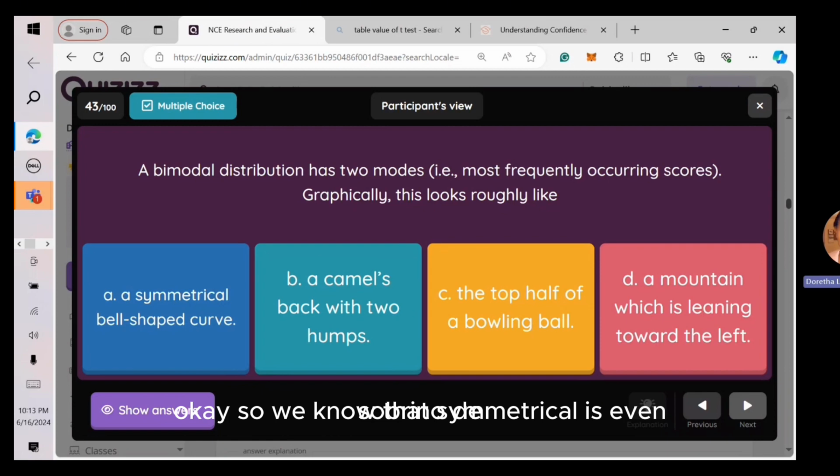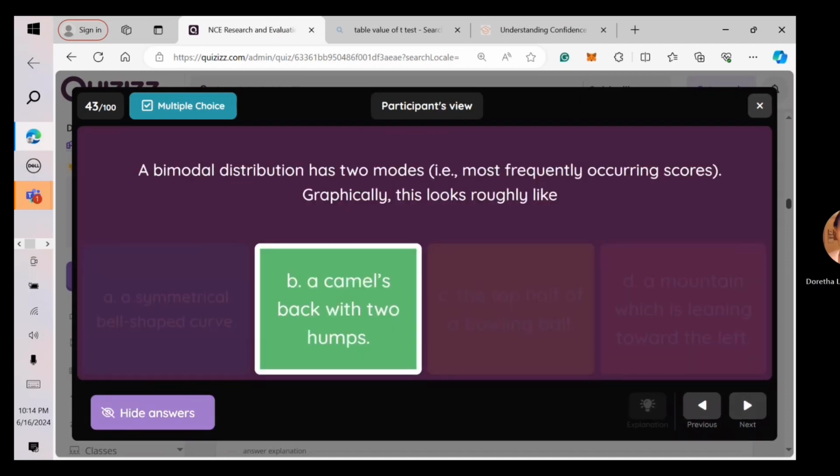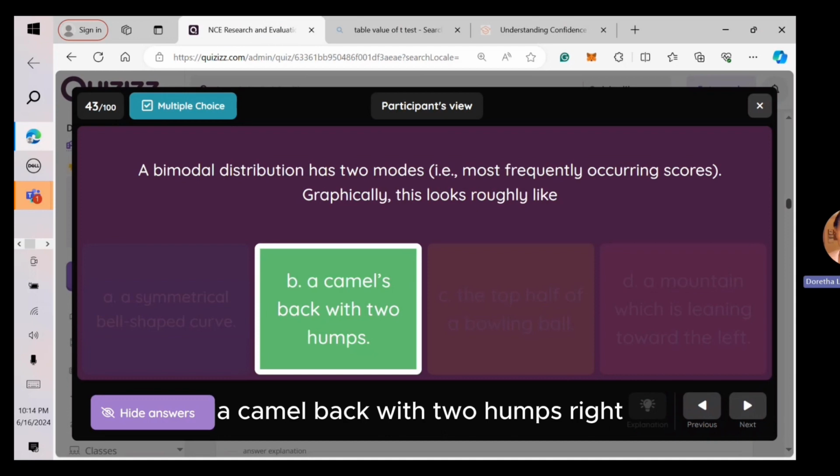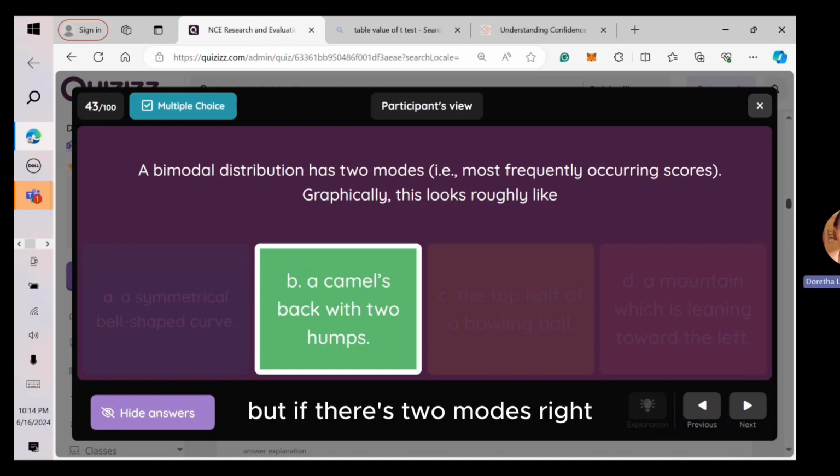Okay, so we know that symmetrical is even, but if we have two modes, that means that we have two high scores, right? Then that would mean that we would have what? A camelback with two humps, right? So it wouldn't be a normal bell curve, because a normal bell curve would have one mode. But if there's two modes, then we would have that camel hump.